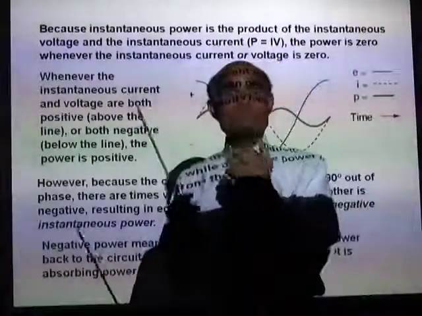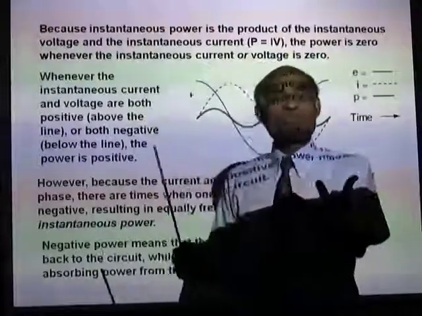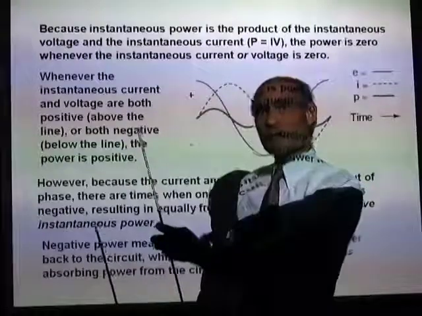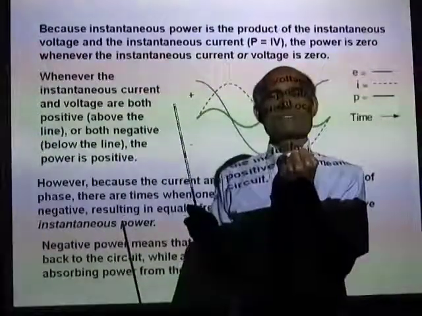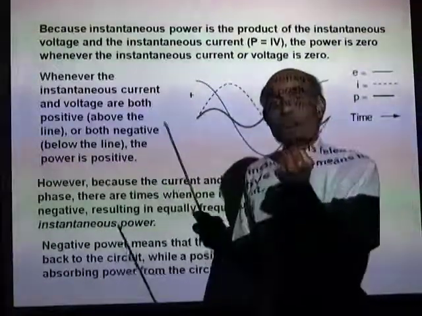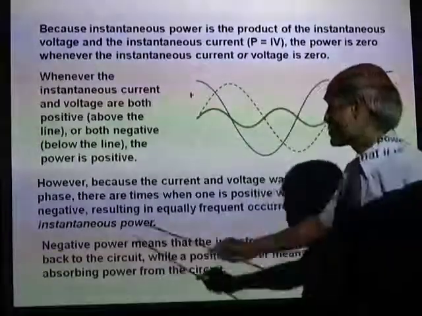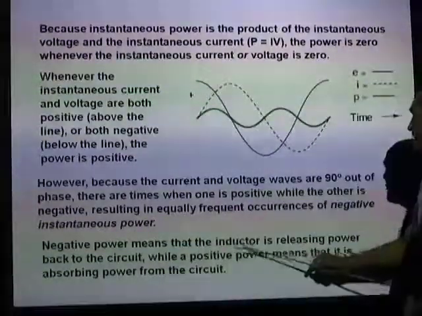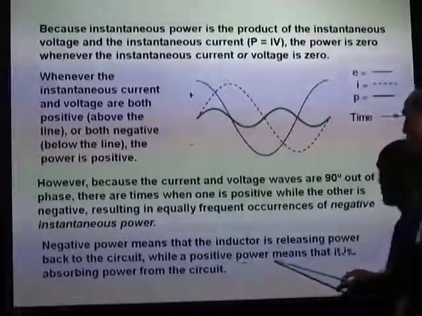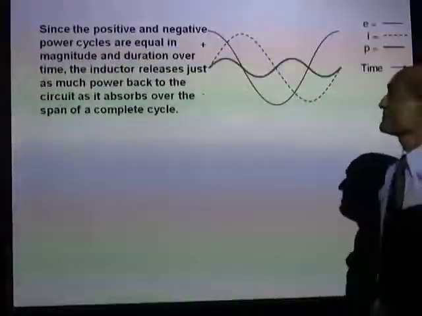See, normally when you talk about the power in a circuit, in a resistor, for example, it is actually consuming power. It is actually absorbing power from the circuit. But in an inductor, the inductor not only absorbs power, it also releases power to the circuit. So negative power means that the inductor is releasing power back to the circuit, while positive power means that it is absorbing power from the circuit.